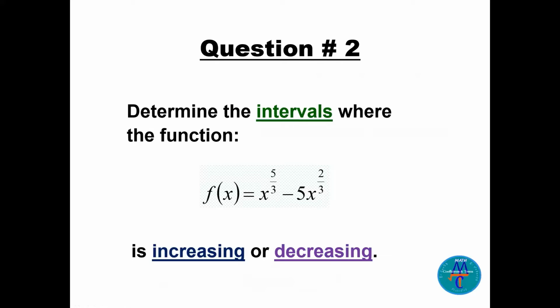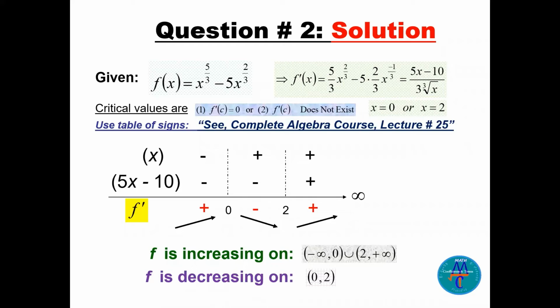Now we can see another question. Determine the intervals where the function f of x is equal to x to the power 5 over 3 minus 5x to the power 2 over 3 is increasing or decreasing. Now for question number 2 solution, we take the function f of x is equal to x to the power 5 over 3 minus 5x to the power 2 over 3.